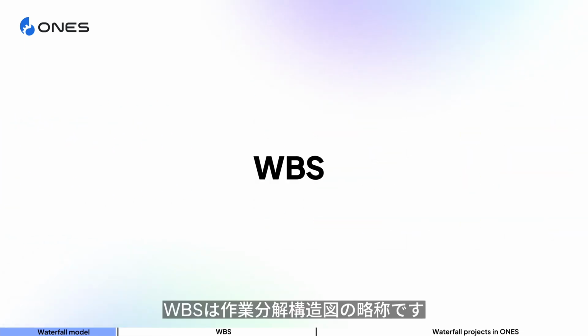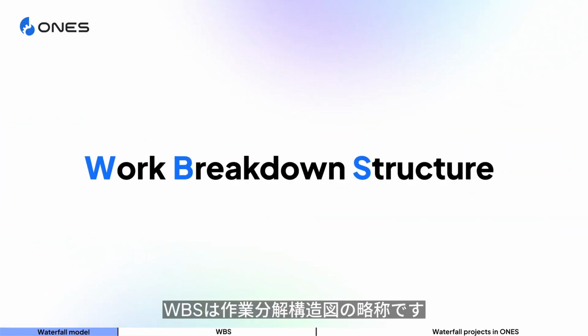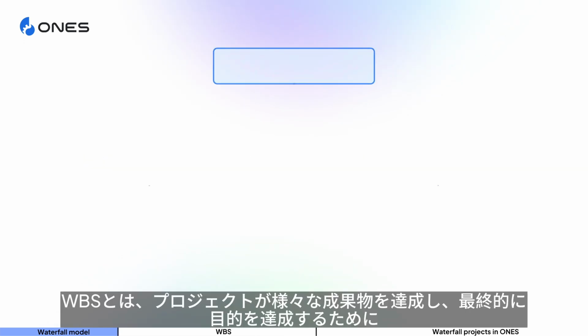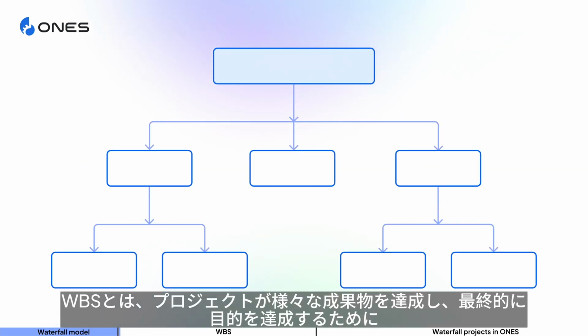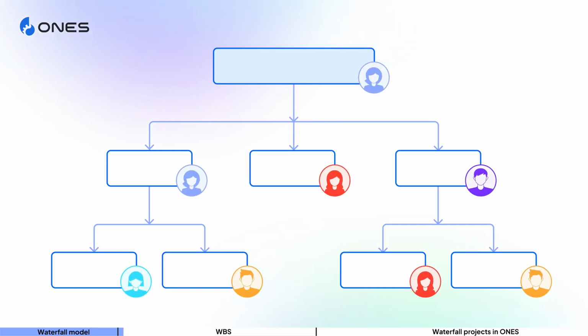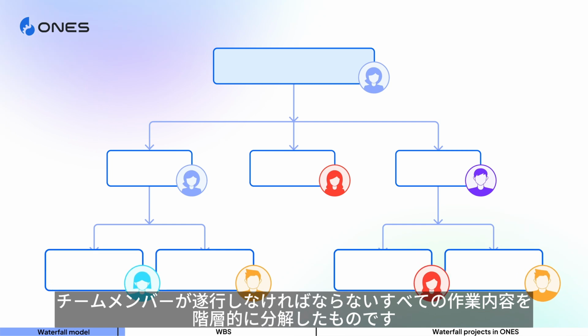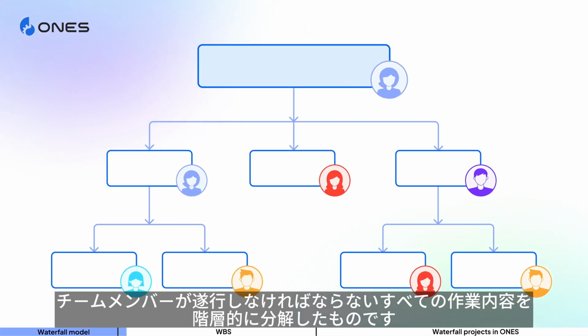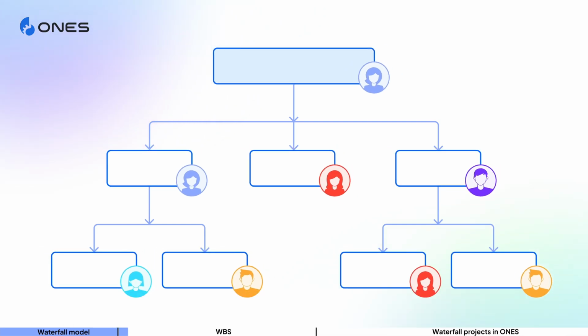Now, let's see what WBS is. WBS refers to the work breakdown structure. A work breakdown structure is a hierarchical breakdown of all the work products that must be carried out by team members for a project to achieve its various deliverables, and ultimately to accomplish its objectives.